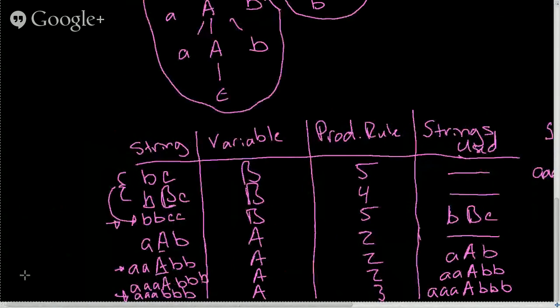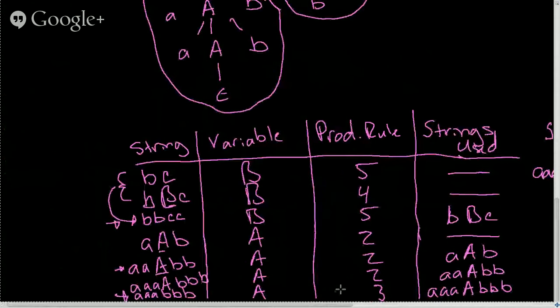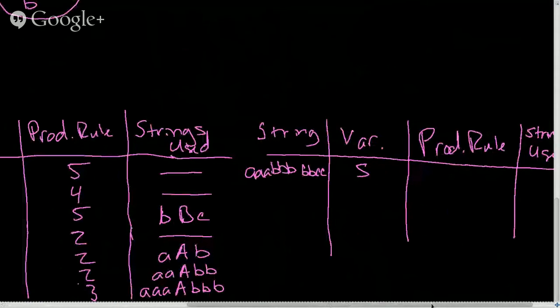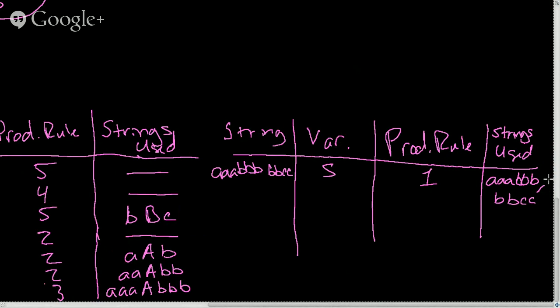Which if we scroll up, I'll show you, is right here. And that just lets us combine big A with big B. So our production rule was rule 1, and the strings we used were A, B, B, B, and B, B, C, C. So that's how you would do the table for that.